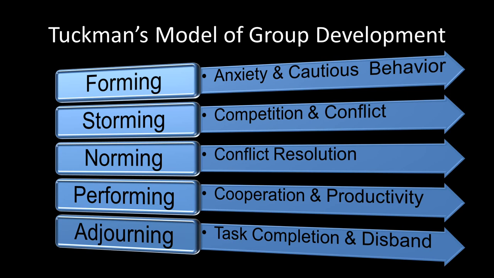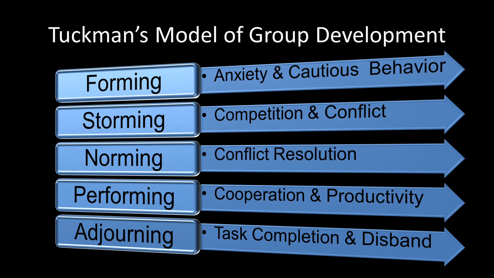When groups initially form, there is this kind of tentative phase that takes place really early on where people are anxious, there are high levels of anxiety, there's cautious behavior, it's not clear what people's backgrounds are or what roles they're going to play, and so people tend to be mellow. That said, the stage does not last very long and tends to move on to what we call the storming phase.